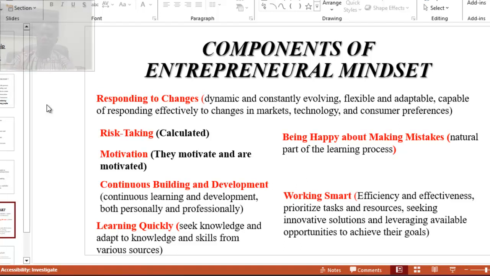The same thing applies to the opposite. But your capacity to respond to those challenges is part of what we can see as a component of an entrepreneur. You don't tell me that you are an entrepreneur and because of a challenge you are going off your concepts, you are going off your initiative.